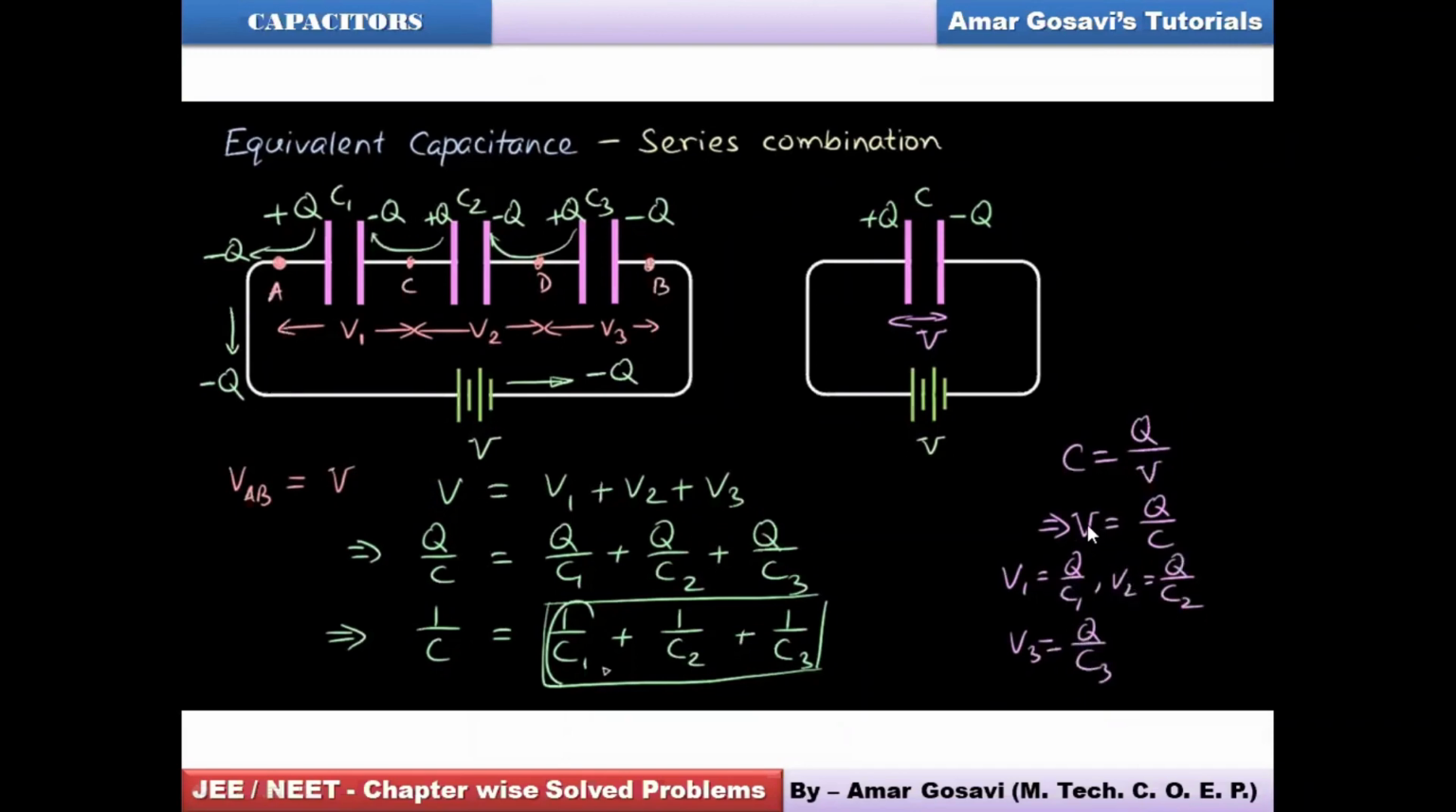So I know the values of V, V1, V2, V3. I will just substitute it over here in this equation. For V, I will substitute it as Q by C. For V1, it would be Q by C1. For V2, it would be Q by C2. And for V3, it will be Q by C3. So throughout, you can see the charge Q will get cancelled out. So ultimately, you get the equation for the series combination as 1 by C equal to 1 by C1 plus 1 by C2 plus 1 by C3. Had there been n number of capacitors, you could have generalized it for n number.